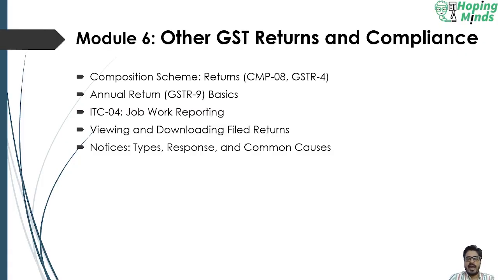Then we will see the annual return that is required to be filed by those taxpayers whose turnover exceeds rupees 2 crore. Afterwards, we will see ITC-04, that is job work reporting, and we will learn how to view documents and download them from the GST portal. Like we can download the filed returns and other reports from the GST portal.